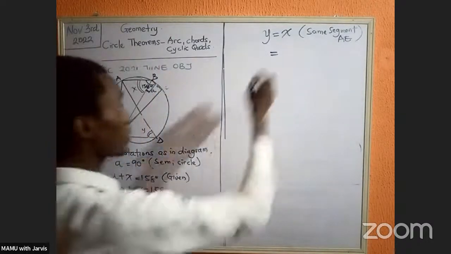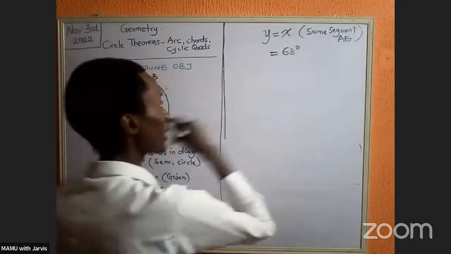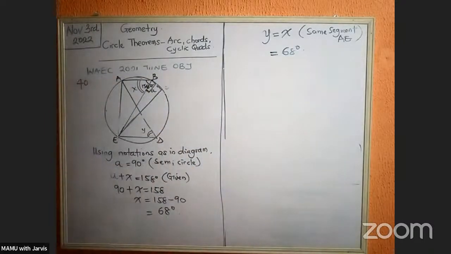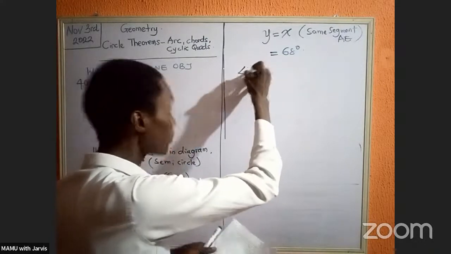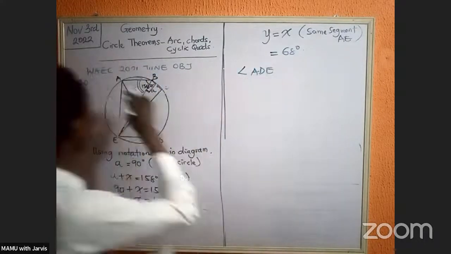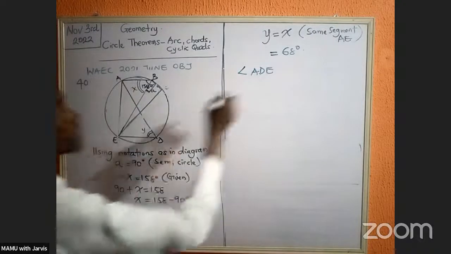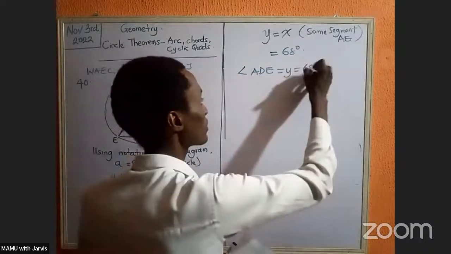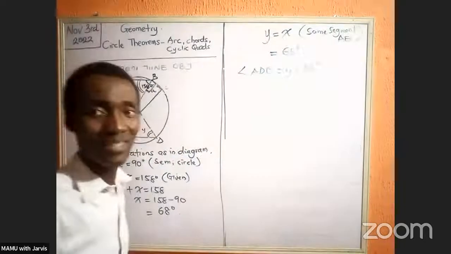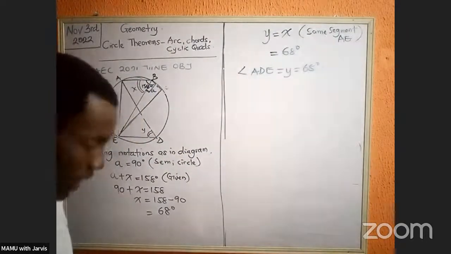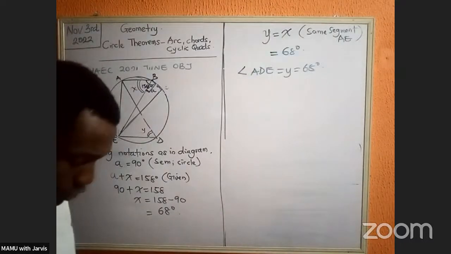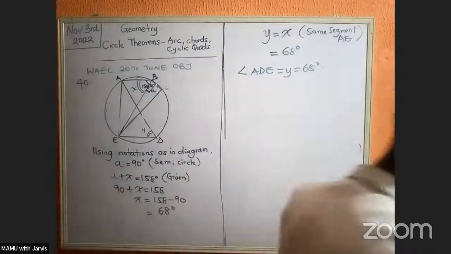Now, what is X? X is 68 degrees, and as such, Y will be equal to 16 degrees. Let's see whether we have an answer like that. Yes, we do. But remember that we're not told Y. You need to tell your examiner that angle ADE is equal to Y and is equal to 16 degrees. Always give your examiner that respect of trying to finish your work very well. So that's taken care of, and I think we're done with one question paper for that year.